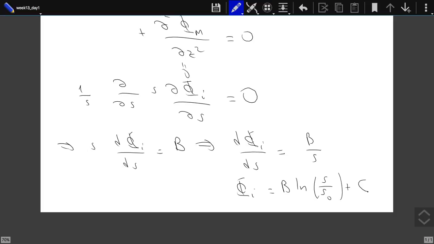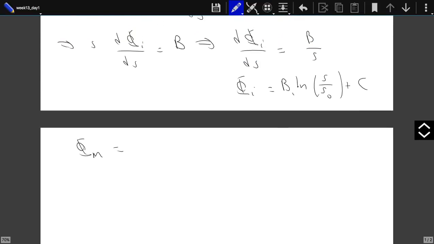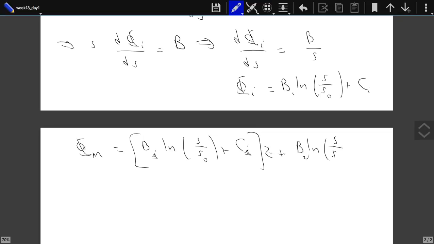Or you can say that S0 is just picked arbitrarily, then C is our constant. So now we have phi_m is, well, let me also put the labels 1 and 2: B_1 logarithm of S over S0 plus C_1, times z, plus B_2 logarithm of S over S0 plus C_2. This is my most general solution, consistent with my symmetries.